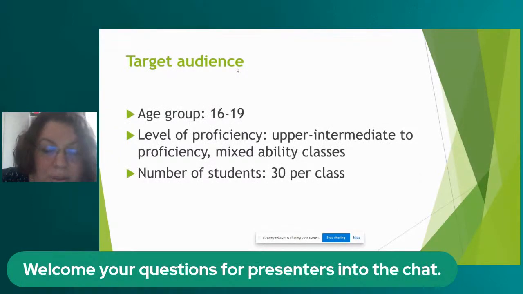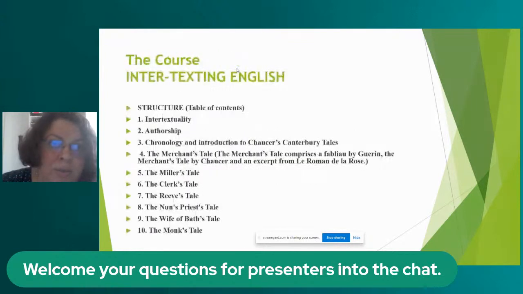As far as the target audience is concerned, Intertexting English is addressed to an age group ranging from 16 to 19, with students' proficiency levels in English from B2 to C2. It can be used in mixed ability classes of up to 30 students.